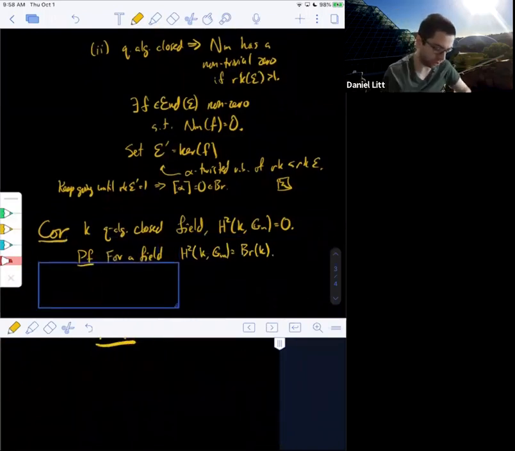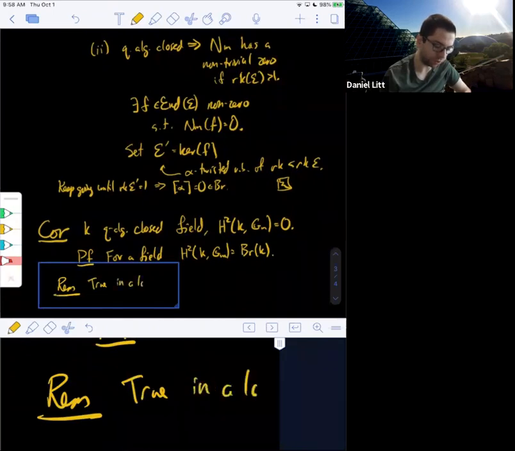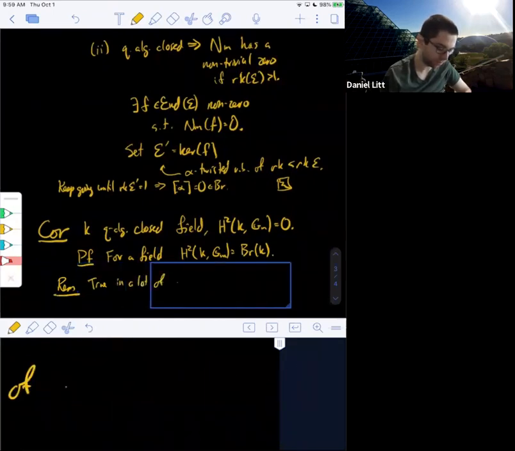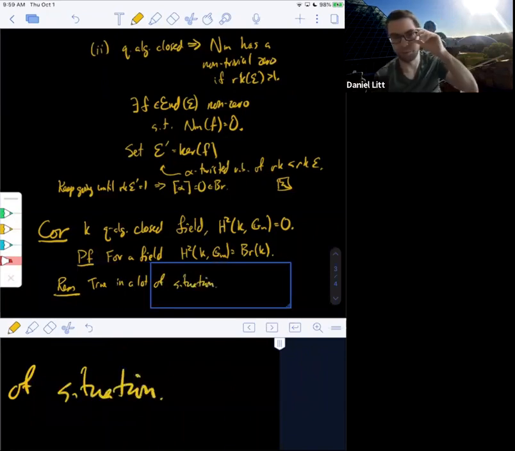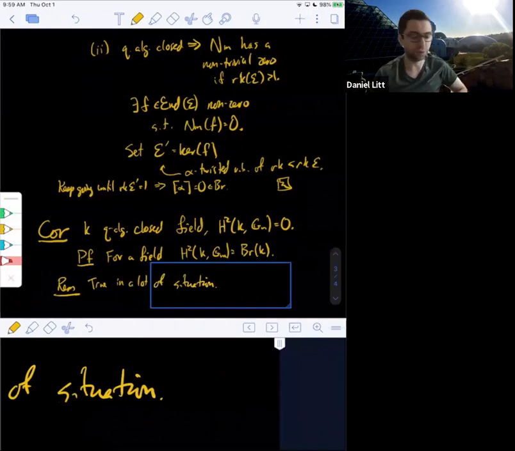So the remark, which is maybe worth making, is that this is true, not in general, but in a lot of situations. So I think, for example, for regular rings, I think it's true. But it's not true for schemes in general. But it's hard to make a counterexample.